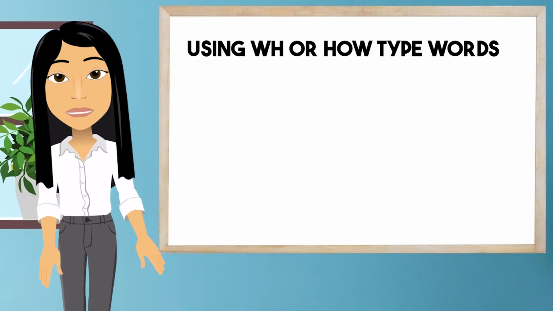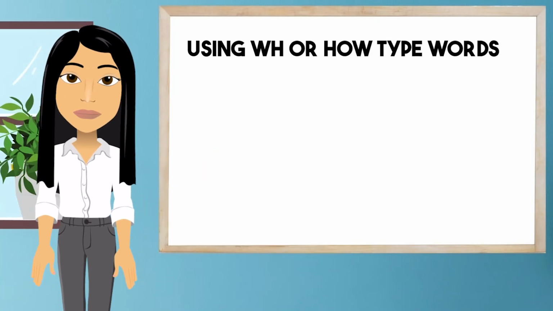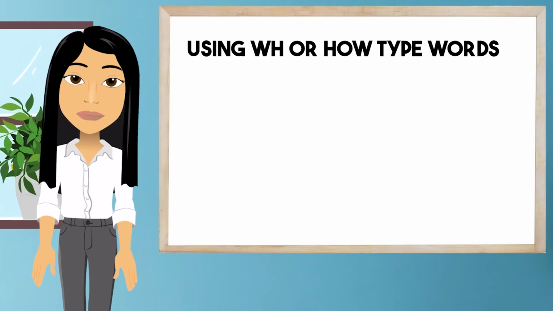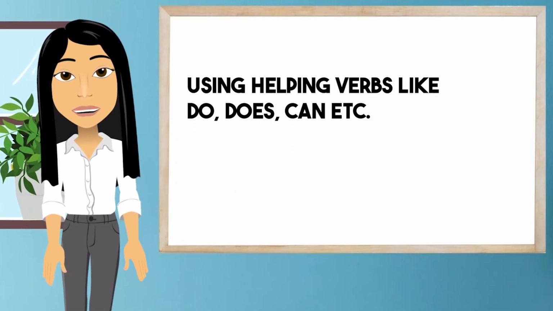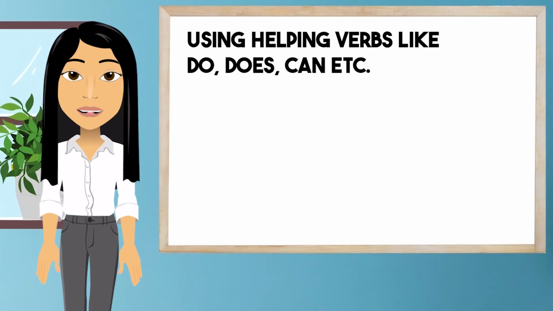If you are asking about anything which does not include any action, then from above structure, remove the verb. For example, what is your name? Or what is this? In the second approach, a helping verb is used.